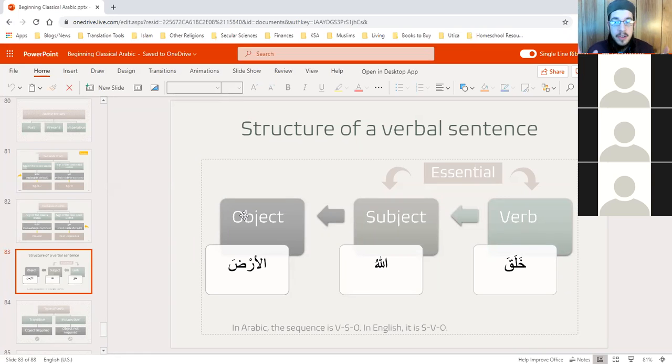So if you can compartmentalize in your mind two rooms, one is jumla ismiya, one is jumla fi'liya. Jumla ismiya has these two ingredients. Jumla fi'liya has these three ingredients. Then you are going to have a very easy time, inshallah, understanding Arabic grammar. All that's left is understanding vocab. Good.